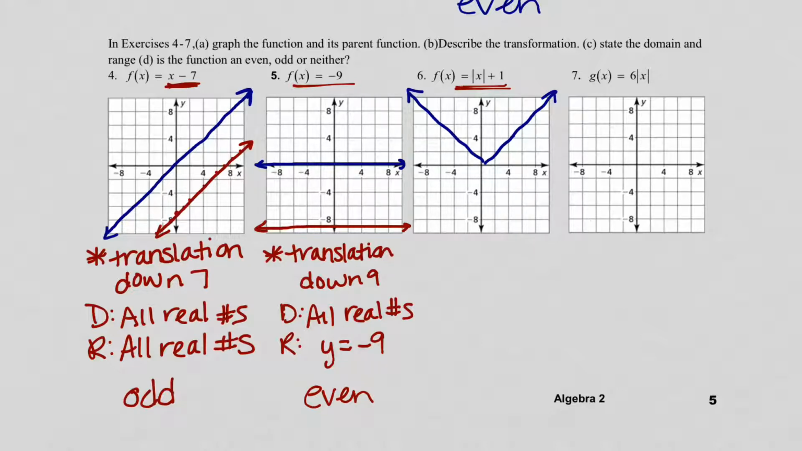And that +1 on the end acts the same as the plus or minus on the end of a linear graph. That's moving me up or down. In this case, it's a +1. So I'm going to move up 1 and put a point. And then there's no other numbers to worry about. So it's going to be that parent function just moved up 1.